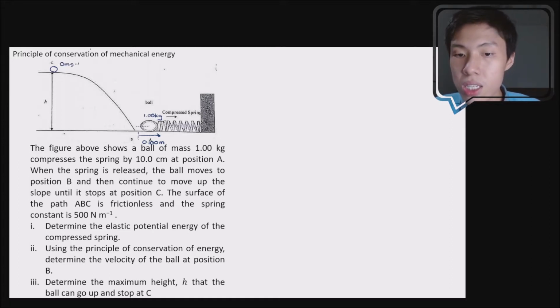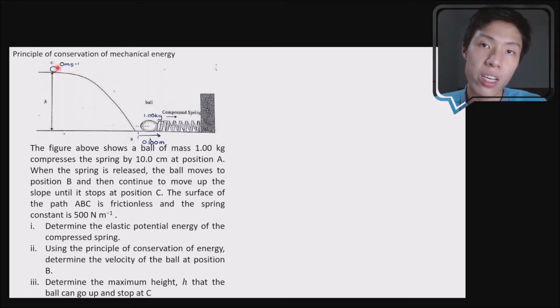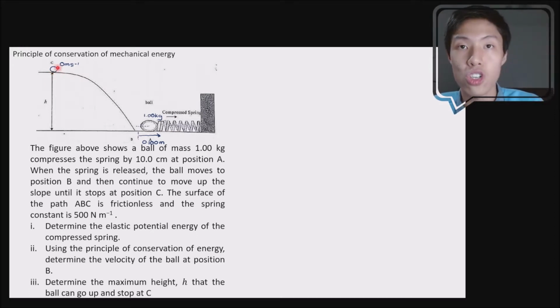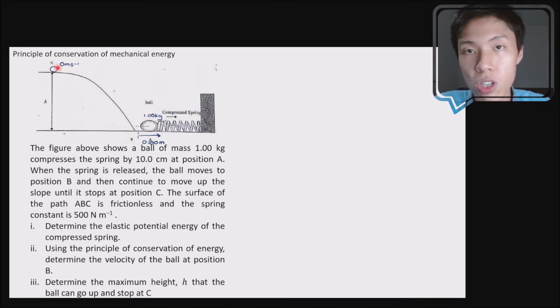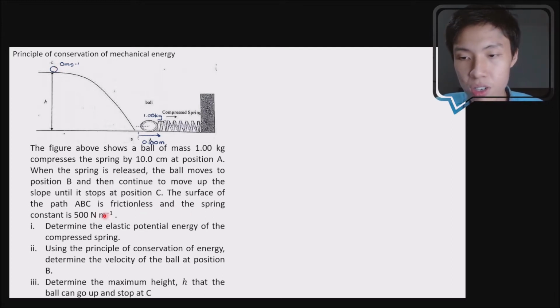Okay, the surface of the path ABC is frictionless. So the whole journey from A to B to C is frictionless. It's an important statement because it allows us to check whether this situation obeys the principle of conservation of mechanical energy or not. Okay, we'll study about that later. And the spring constant is 500 Newton per meter. So the K, or the spring constant, is 500 Newton per meter.